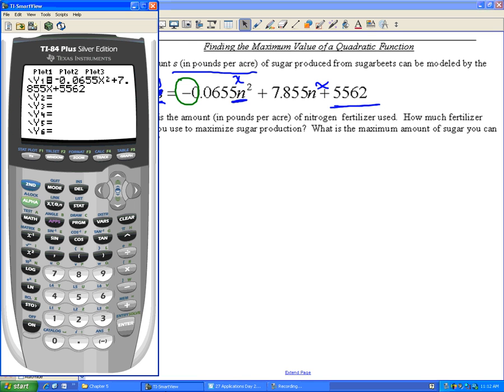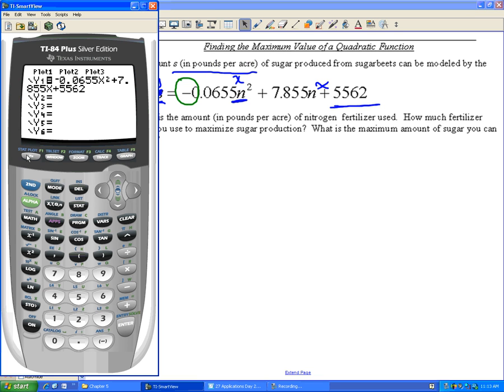I need to go to my window. My x is negative 10 to 40. Let's leave that. I'm not sure when I'm going to need that. But I definitely know that my y max needs to be above that 5,562. So let's make it 6,000, and let's graph that. I can barely see the bottom of this, or it should be the top of this. Make sure I typed in the right equation.